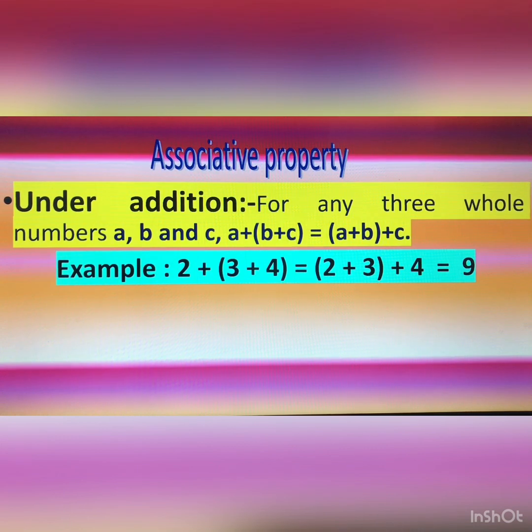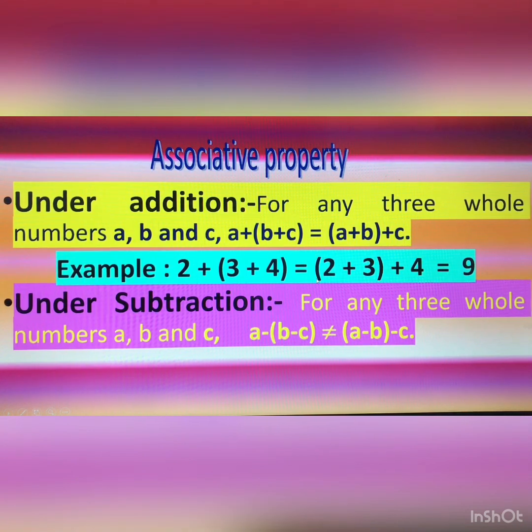Let 3 whole numbers be 2, 3 and 4. Then 2 plus (3 plus 4) equals (2 plus 3) plus 4. So dear, first of all we operate the bracket on the left hand side, that is 3 plus 4 is 7 and 7 plus 2 is 9. Now the right hand side, 2 plus 3 is 5 and 5 plus 4 is 9. Both results, left and right hand side, are the same. Therefore the associative property under addition will hold.